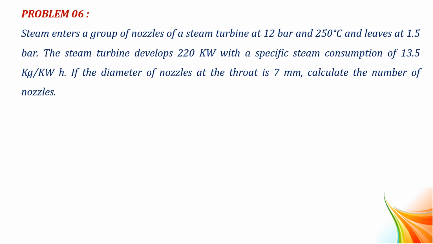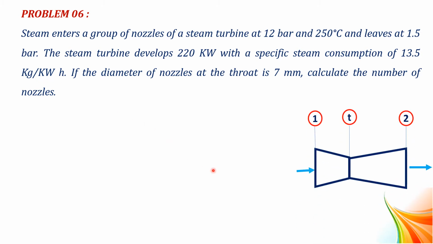Problem 6. Steam enters a group of nozzles of a steam turbine at 12 bar and 250 degrees centigrade and leaves at 1.5 bar. The steam turbine develops 220 kilowatt with a specific steam consumption of 13.5 kilogram per kilowatt hour. If the diameter of the nozzles at the throat is 7 millimeter, calculate the number of nozzles.